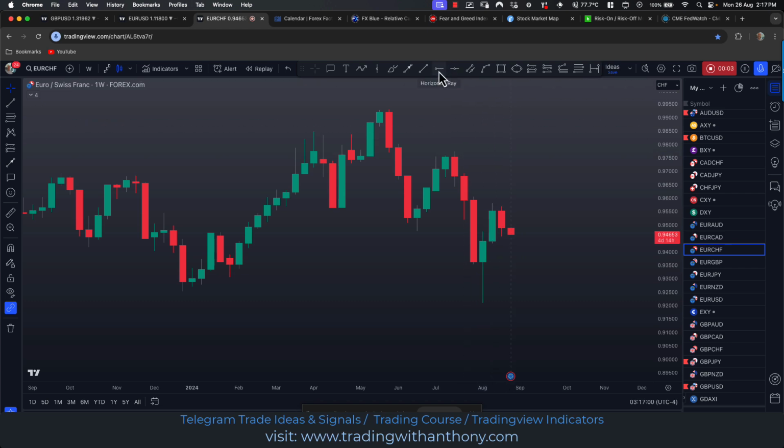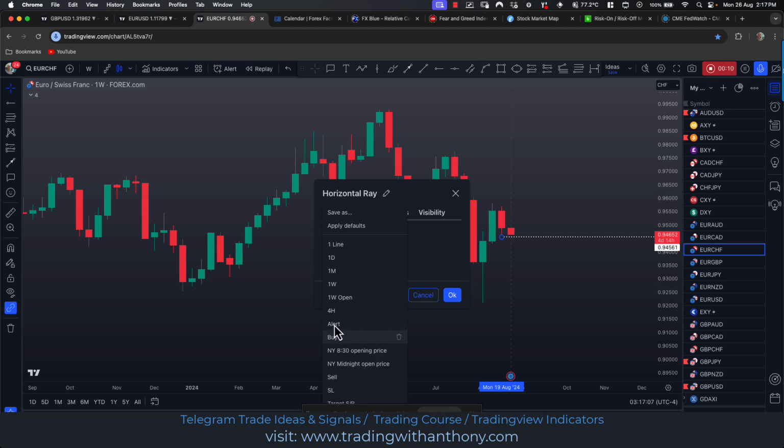Traders, I'm looking at the Euro Swiss. Okay, so have a look at this. It's trading into the previous weekly low. I'll mark that up on the chart and then we'll go down the time frames.